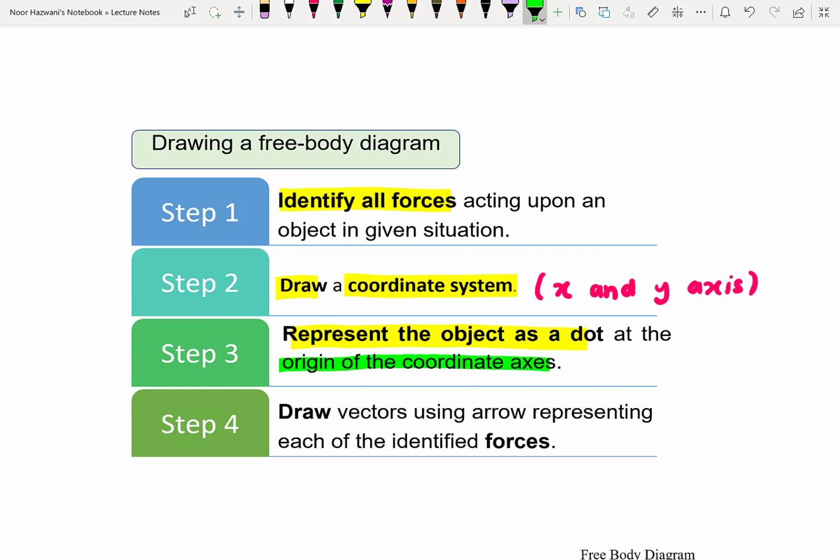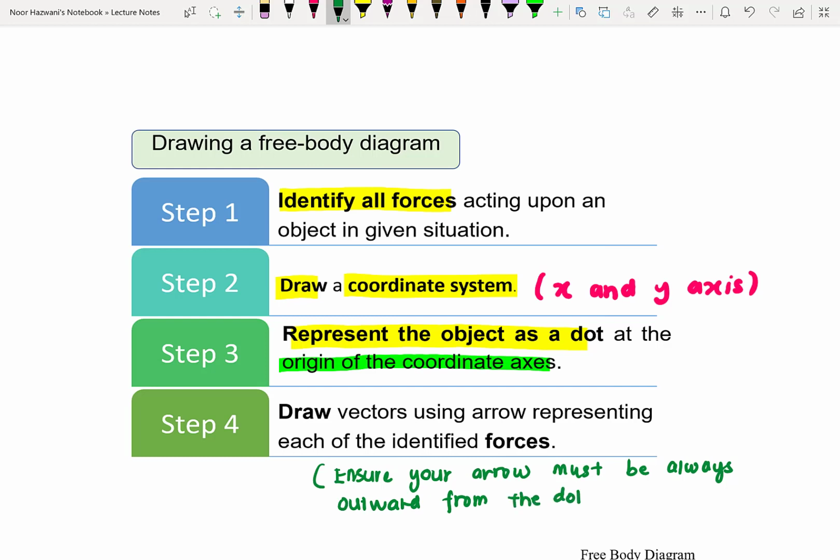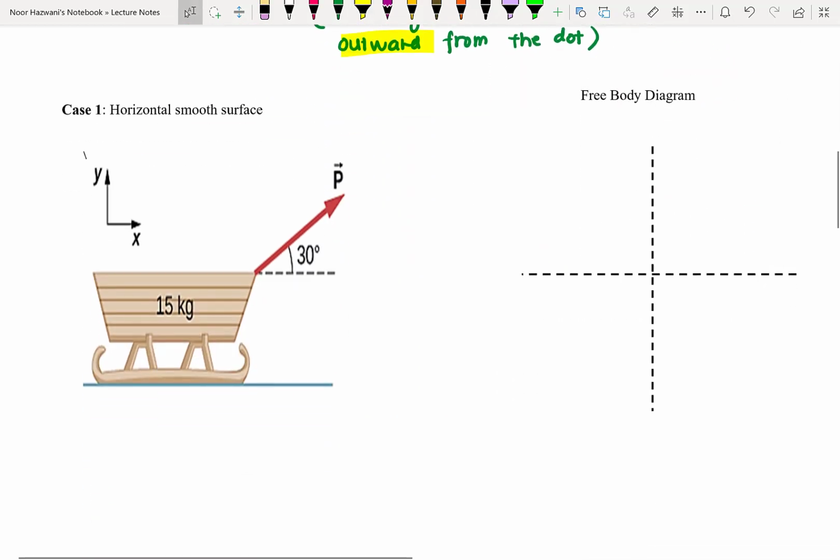And then the crucial part is you have to ensure your arrow must always be outward from the dot. This is very compulsory, it must always be outward. Okay, let's start with the first situation.